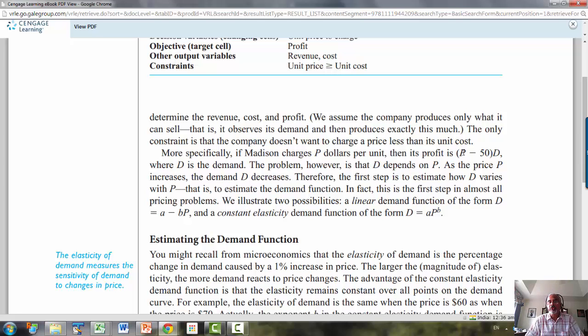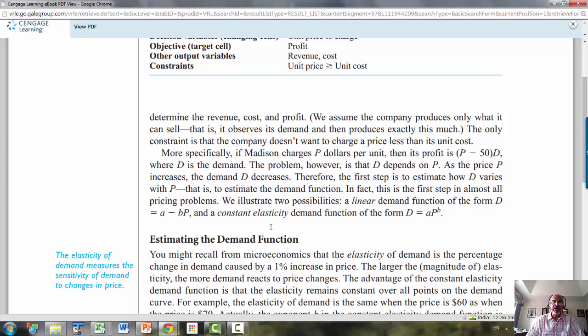So how do we come up with that relationship between P and D? We will look at two possibilities. One possibility is that the demand is a linear demand, which means the demand is equal to A minus B times P, where B is the number of units of demand that will go down for each additional dollar of price. So this is a linear function.